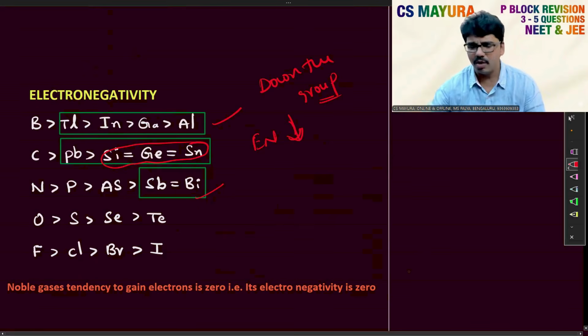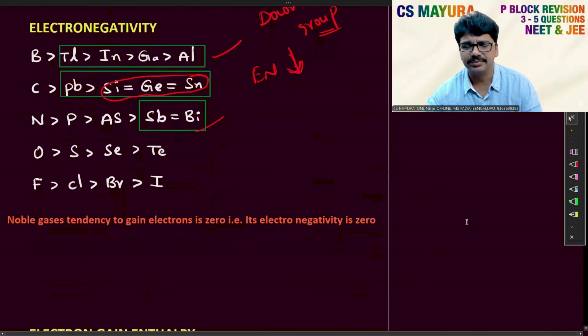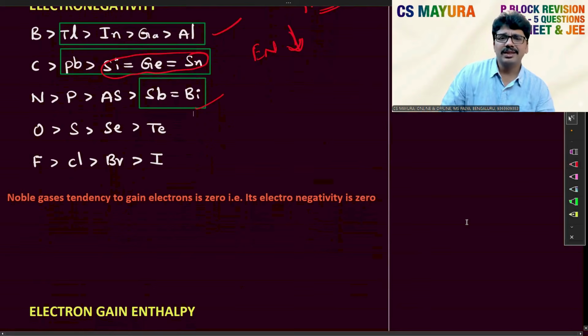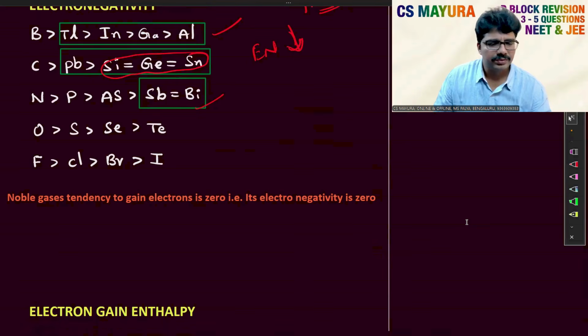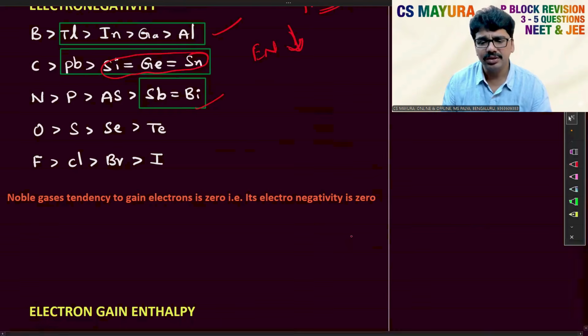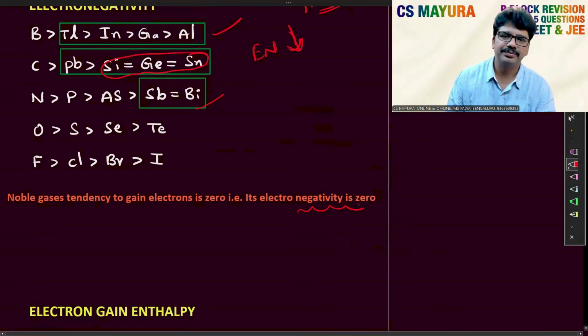And the most important point is noble gases. Noble gases do not attract electrons because they already have a stable configuration, either duplet or octet. So they don't have any tendency to gain electrons, to attract the electrons. So electronegativity of noble gases is considered as 0.